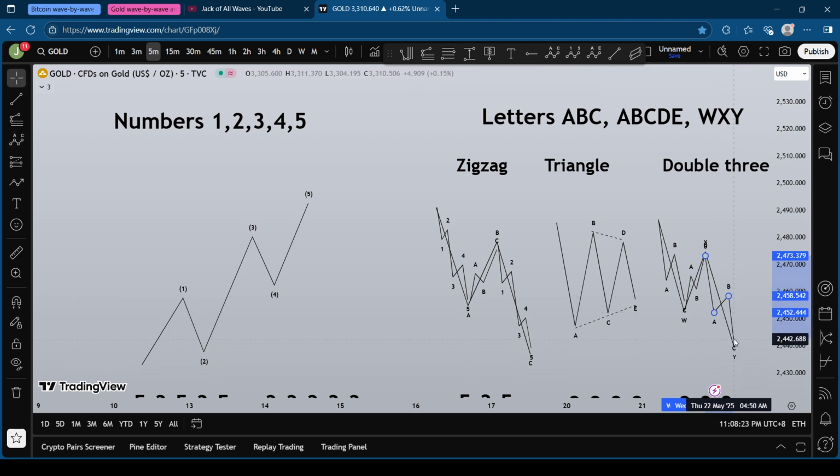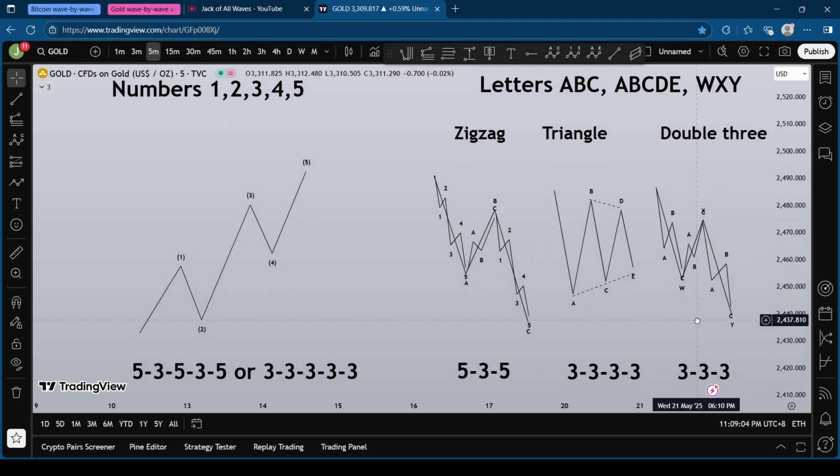So if ever you are having difficulty in identifying whether the correction is a zigzag or a double three, all you have to do is check the internal waves. If the first downtrend is 5 waves, there's a big possibility that the correction type is zigzag. If the first downtrend is just composed of 3 waves A, B, C, then there's a big possibility that the correction is called double three, and it is usually labeled as W, X, Y.